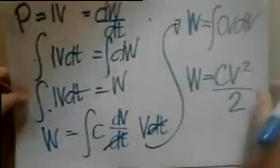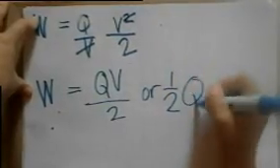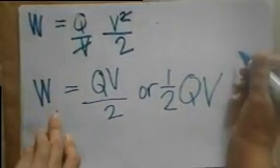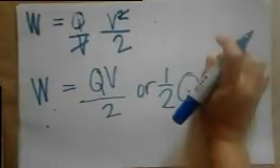But since C can be equated as Q over V, we have W equals Q over V times V squared over 2. Canceling the V, we have W equals QV over 2, or 1/2 QV. This is the other formula for getting the potential energy stored in a capacitor.